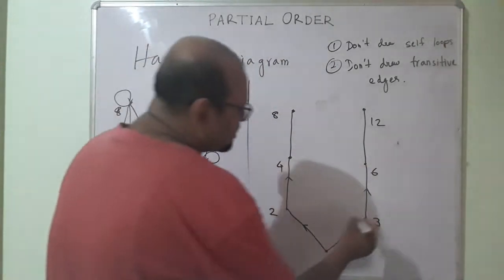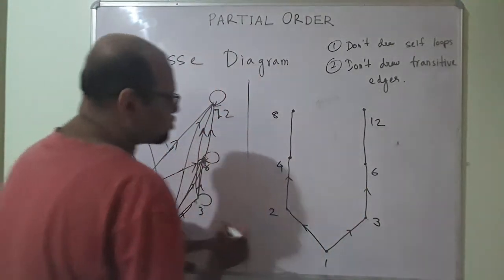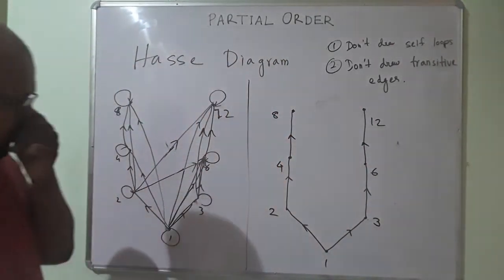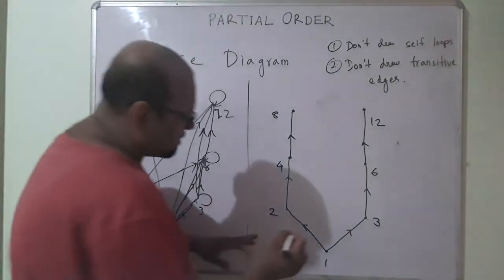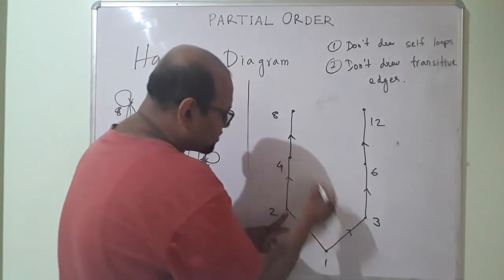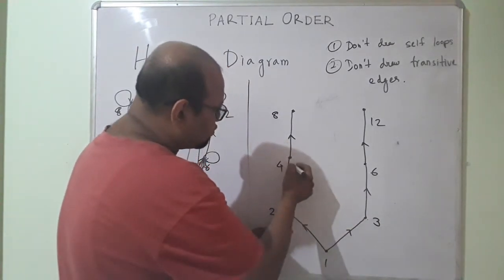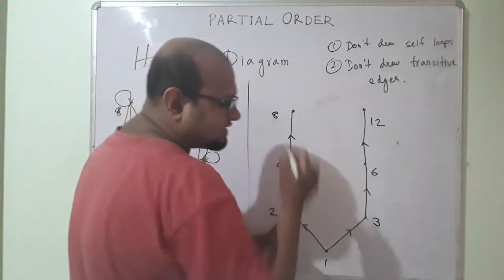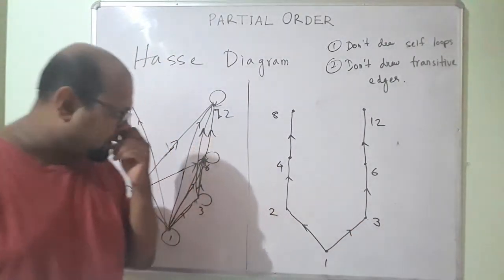Okay. So 3 divides 12 or 1 divides 12. Those I don't need to draw. Alright. Now, one thing. 1 divides 2, 2 divides 4, so 1 divides 4, I don't need to draw. 1 divides 2, 2 divides 4, 4 divides 8. So 2 divides 8 I don't need to draw. 1 divides 8 I don't need to draw. These are implied by my transitive relation.